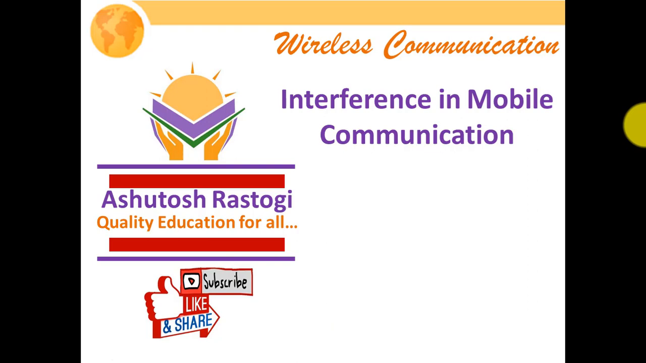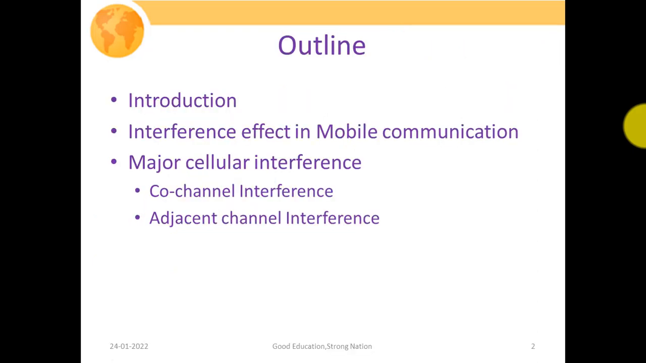Anyways, today in this particular lecture, we are going to discuss the interference in mobile communication. So these are the outlines. We're going to start with the introduction, where we will discuss whatever we have studied in an earlier lecture. Then we're going to discuss the various interference effects in mobile communication systems. Then we'll discuss two major types of cellular interference that exist, that is co-channel interference and adjacent channel interference. We will look at both of them in greater detail, what the causes are, how we can eliminate them, and how we will evaluate the effect. So we're going to take up both of them one by one.